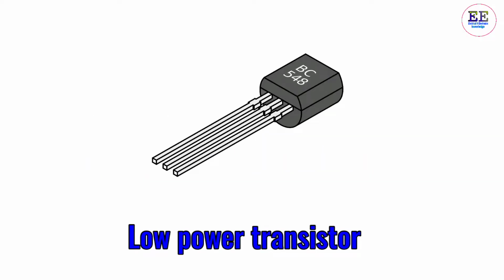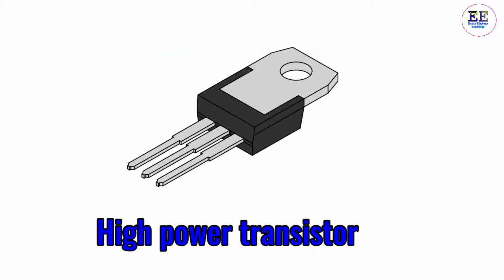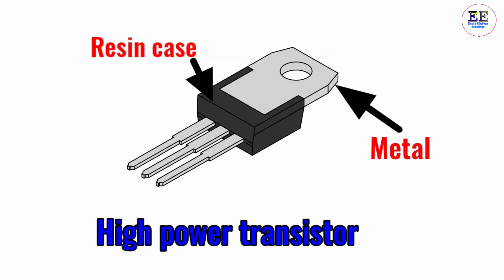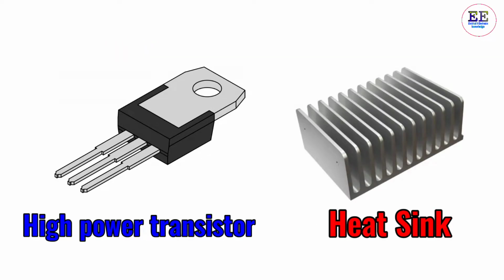Small low power transistors are enclosed in a resin case to help protect the internal parts, but higher power transistors will have a partly metal case which is used to help remove the heat which is generated, as this will damage the components over time. We usually find these metal body transistors attached to the heatsink, which helps remove the unwanted heat.